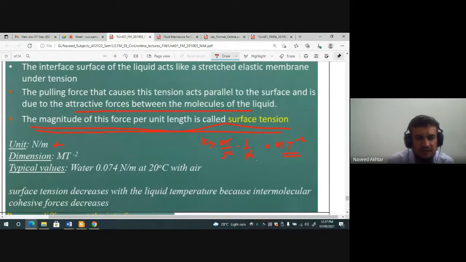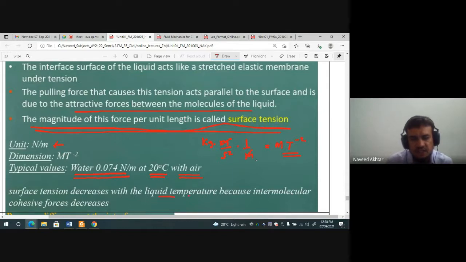Okay, typical value of water: the surface tension of water is 0.074 Newton per meter at 20 degrees Celsius with air. So if water and air are the two mediums you consider, then the typical value of the surface tension of water at 20 degrees Celsius is 0.074 Newton per meter. Okay, so surface tension decreases with the liquid temperature.